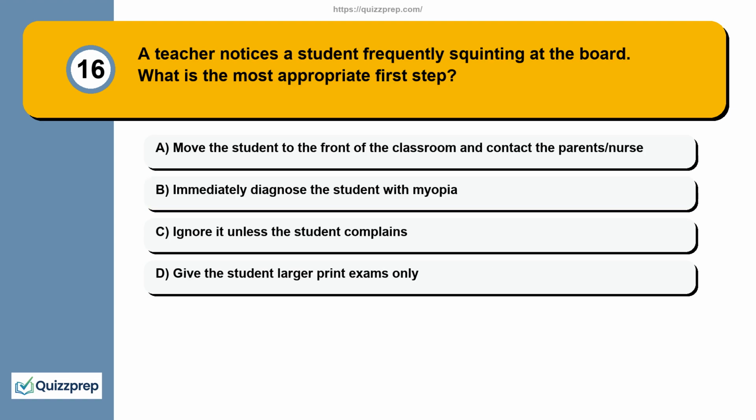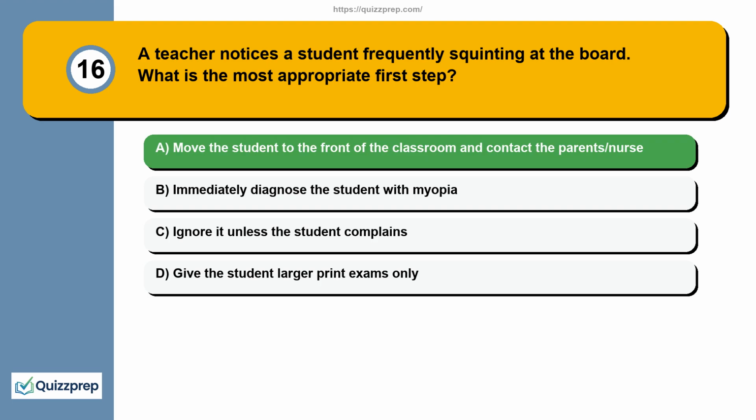Question 16. A teacher notices a student frequently squinting at the board. What is the most appropriate first step? Here are your options. Option A. Move the student to the front of the classroom and contact the parents or nurse. Option B. Immediately diagnose the student with myopia. Option C. Ignore it unless the student complains. Option D. Give the student larger print exams only.